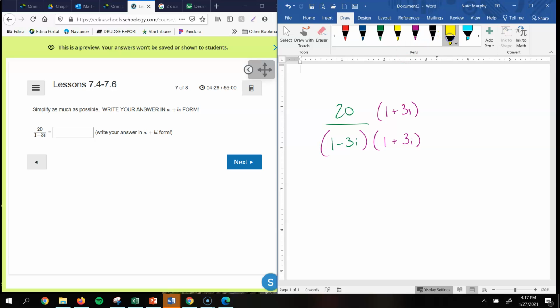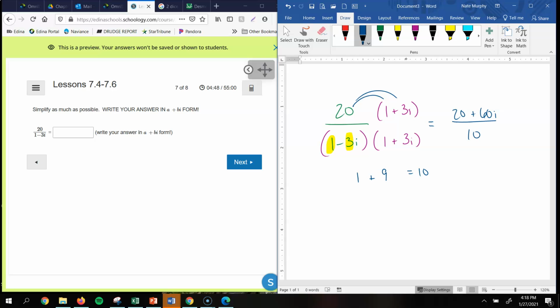Let's look at the denominator. Remember that trick we just talked about? If we just ignore the signs, just square those two values and add them together, we would end up with 1 squared, or 1, plus 3 squared, or 9, which would give you 10. So our denominator is going to be 10. And if I distribute the 20 through, we'd get 20 times 1 is 20, plus 60i.